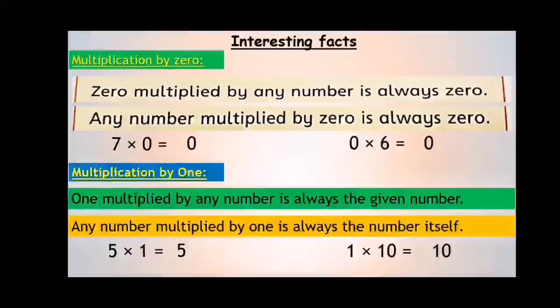So, what about 99 times 1? Yes, it will be the number itself. That means 99. So, 99 times 1 equals 99.